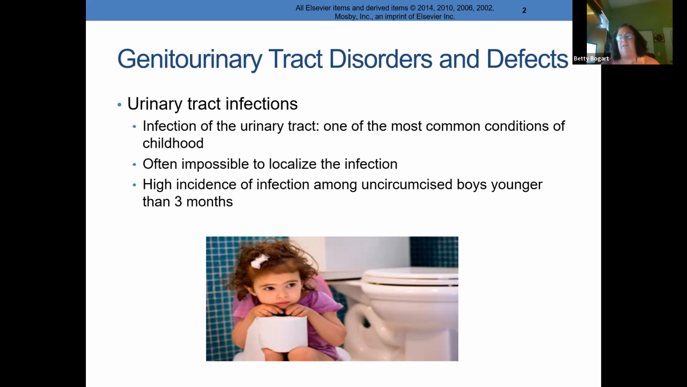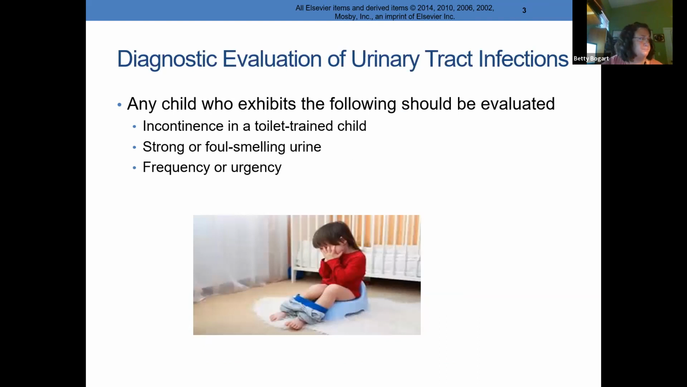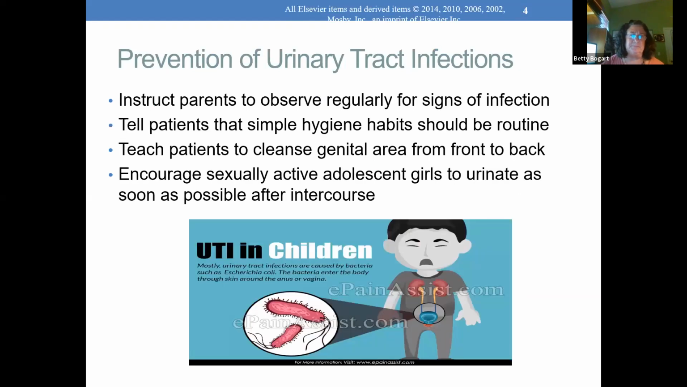And we know girls in potty training are not wiping front to back. Of course, that's going to cause it. So who are those children and what do we need to teach our mothers regarding this? Well, any child who's incontinent and already potty trained, there's something not right. Strong or foul smelling urine, frequency, urgency, those are things that could point to it. And infants, even if they have a fever, they're going to check everything, including urine.